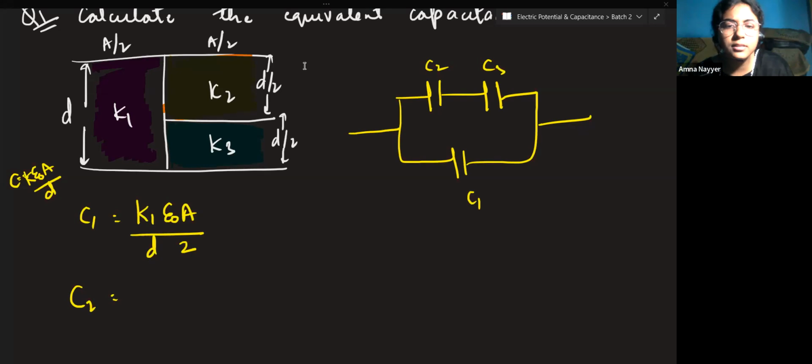Okay, Fatima has answered. K2 epsilon naught A divided by D2D. Correct. Akifa has also answered. 2K2. Akifa, K is also coming. K2 epsilon naught A by D, 2D, I understand. This is what you've written for C2. Okay, 2 in the numerator. All right. Anyone else? Okay, write it for C3 as well. C3, all of you. Try it for C3.